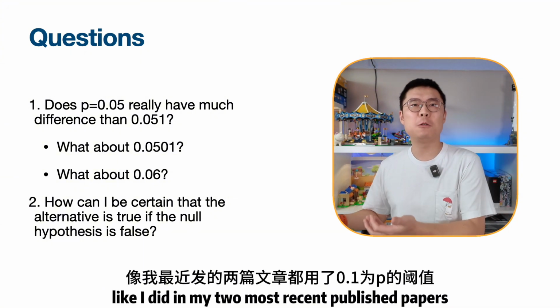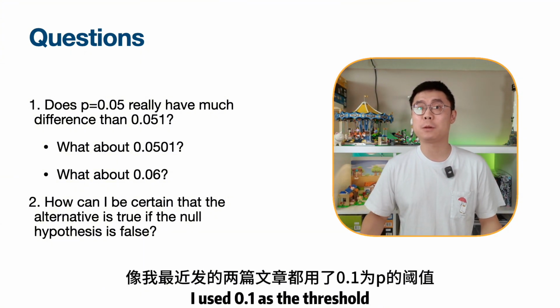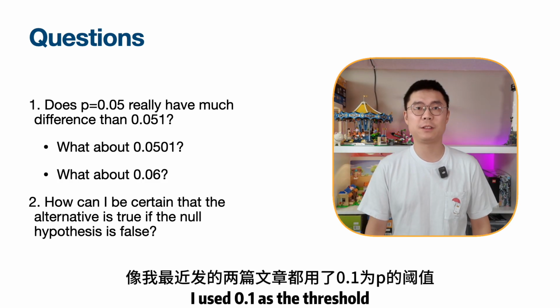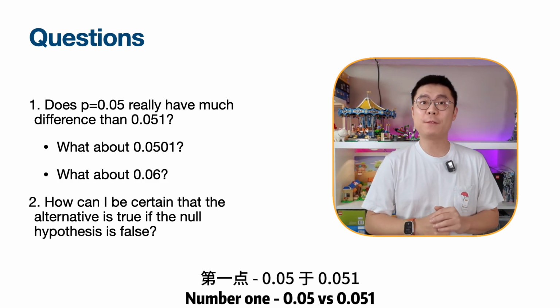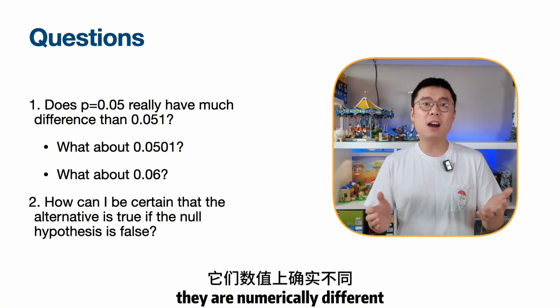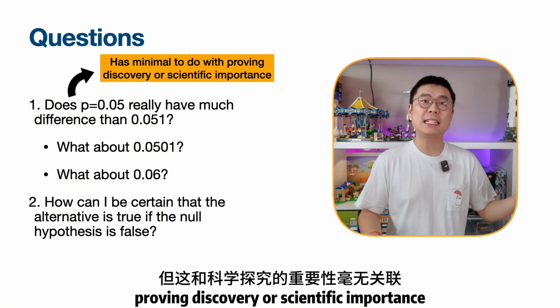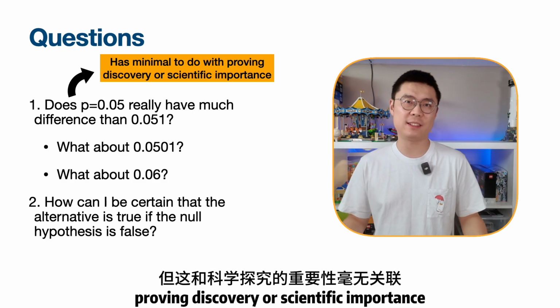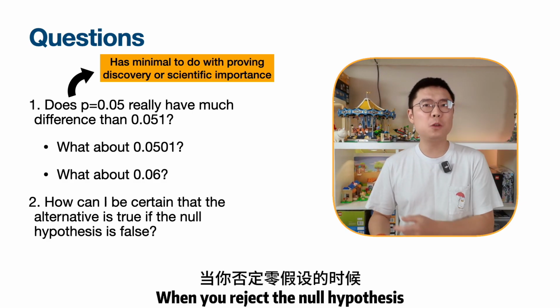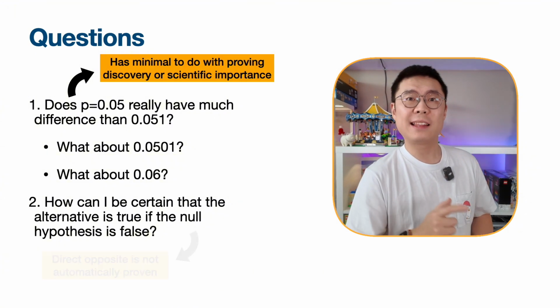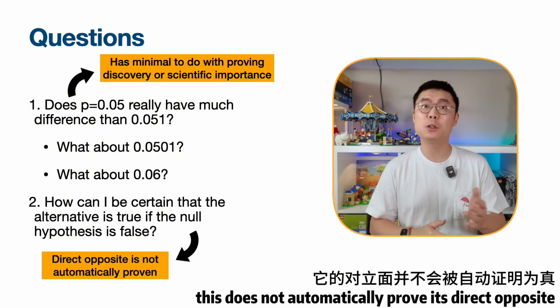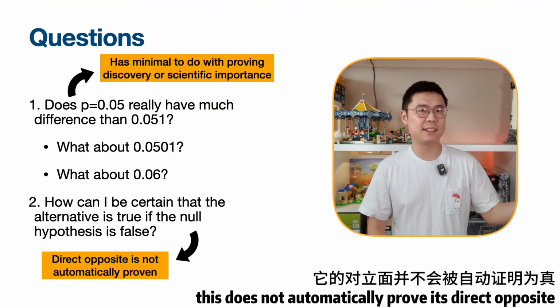Like I did in my two most recent published papers, I used 0.1 as the threshold. Number 1, 0.05 versus 0.051. They are numerically different, but that has minimal to do with proving discovery or scientific importance. And number 2, when you reject the null hypothesis, this does not automatically prove its direct opposite.